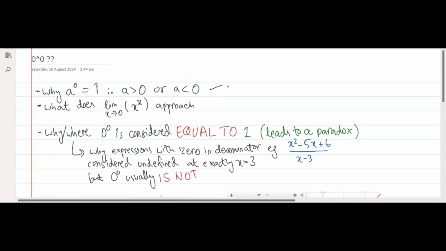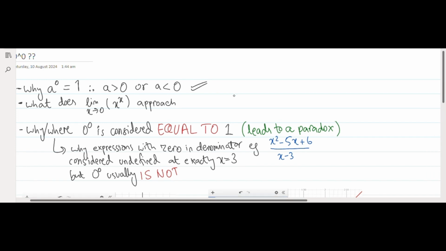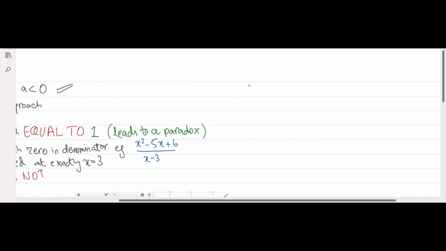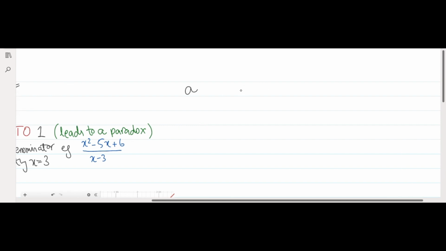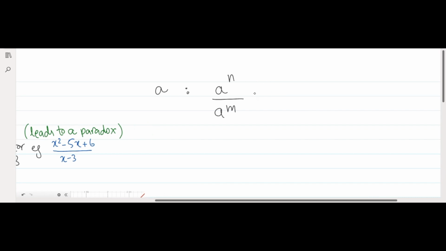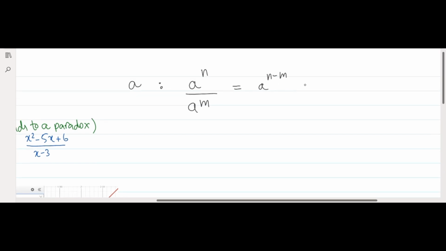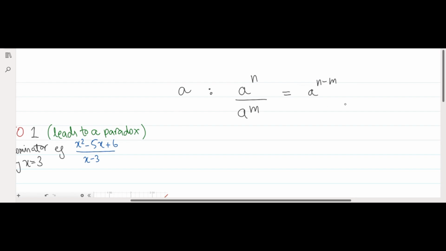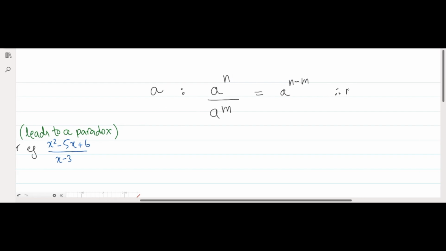So to begin with, I hope I am right. I wanted to discuss why any other number that is not 0 raised to the power 0 is equal to 1. So you have any real number a, how big or small doesn't matter. You have a raised to the power n and a raised to the power m. A raised to the power n divided by a raised to the power m, right? n and m are powers of a. Basic indices tell you that the expression is equal to a raised to the power n minus m, right?